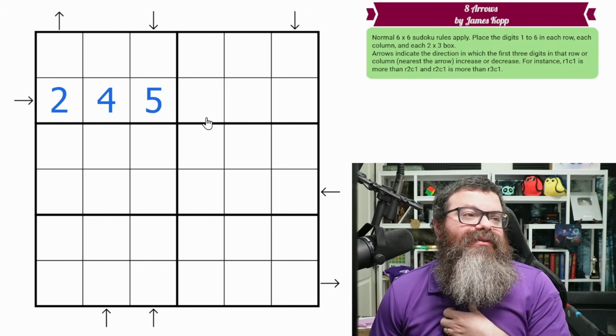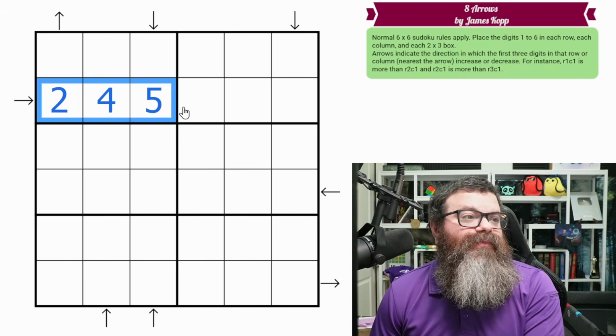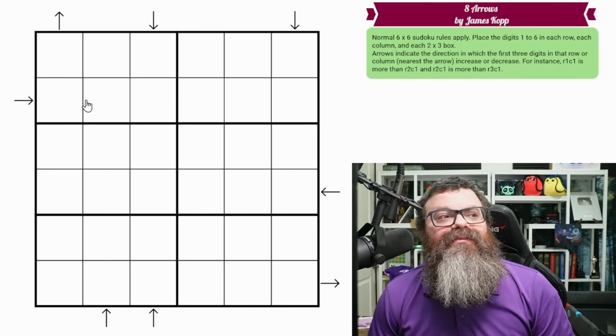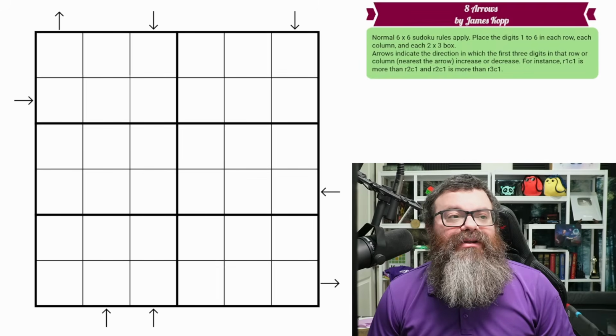It doesn't mean they have to stop increasing or have to decrease or anything like that. It just talks about the first 3 only. And if we're not given an arrow, then it can be anything. And that's it. Those are the rules. And I'm going to get started right now.